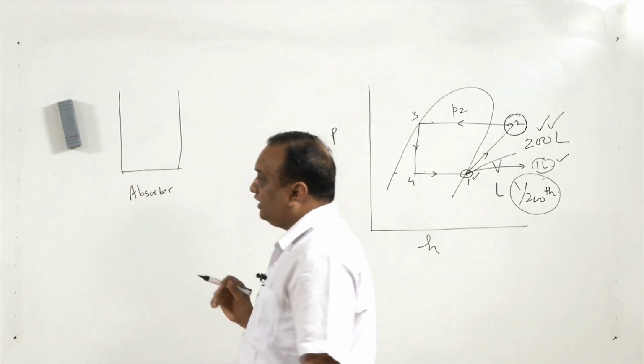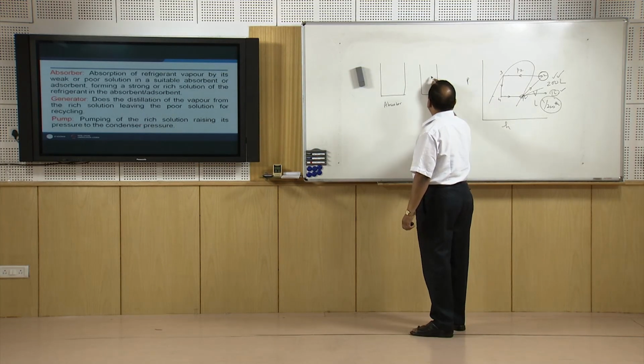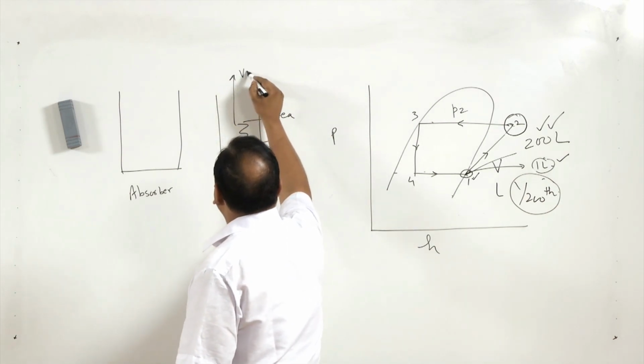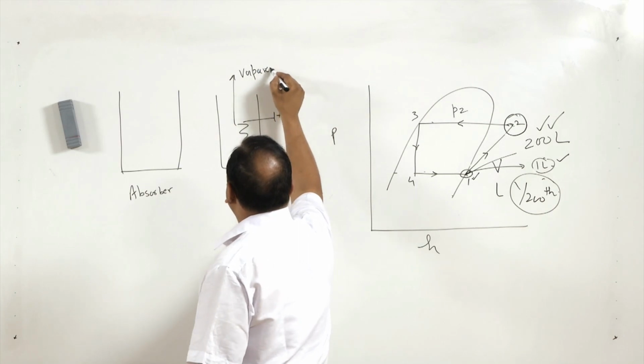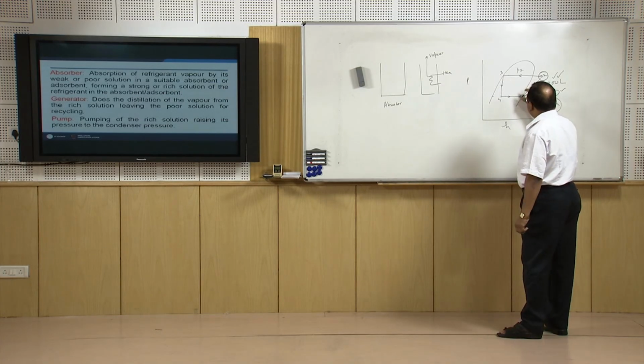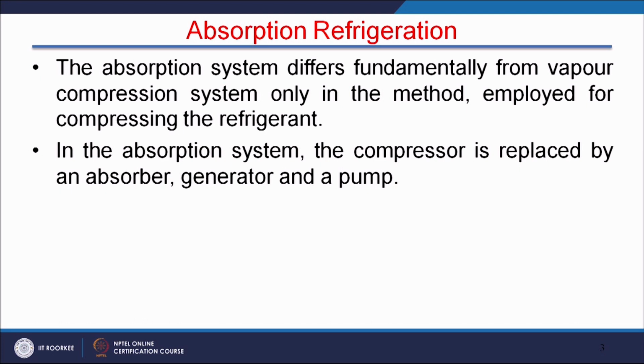Now, second part is generator. In generator, the heating is done, heat is given, and vapor is liberated. And third is pump. The function of pump is to increase pressure of low pressure liquid to high pressure liquid. So, vapor absorption units are mainly heat operated units, and the movement of refrigerant into the absorber is done by the pressure depression in the absorber.